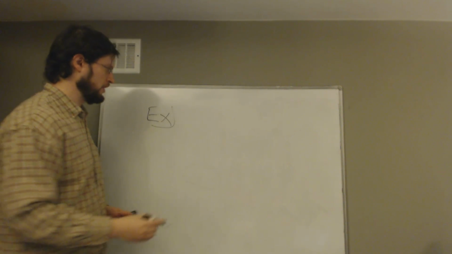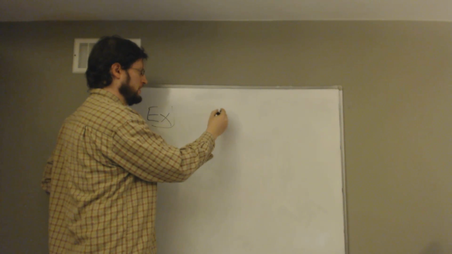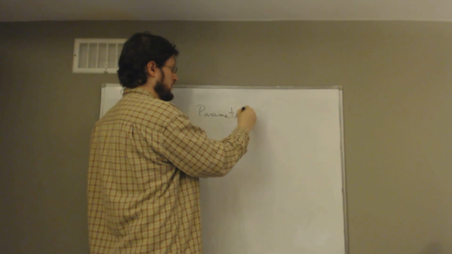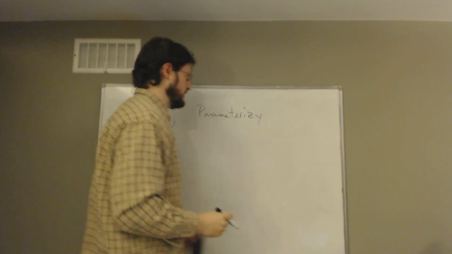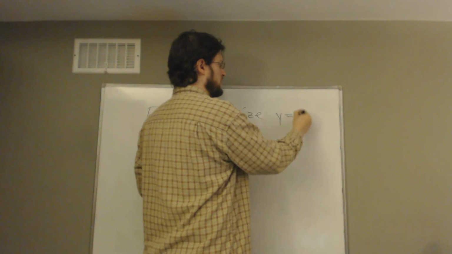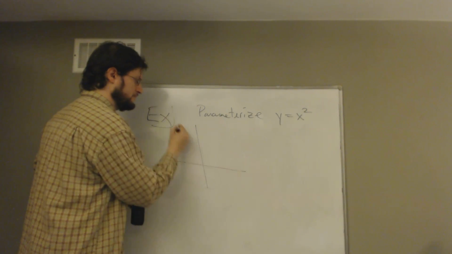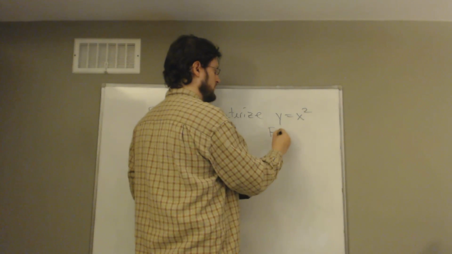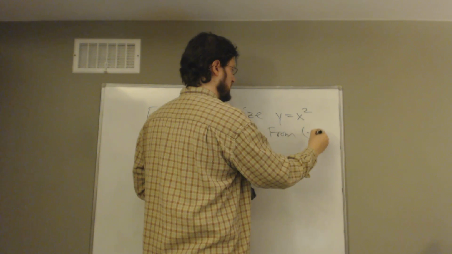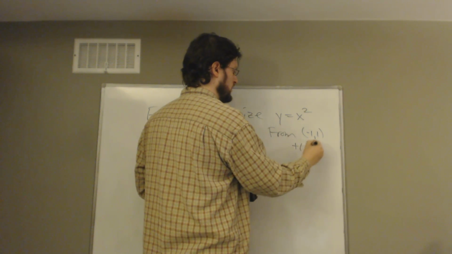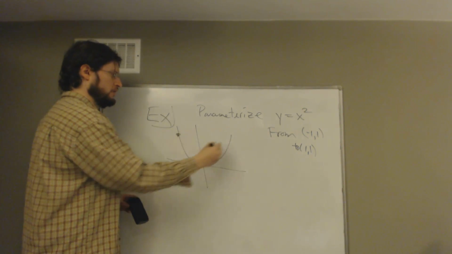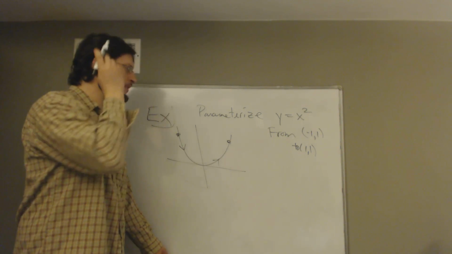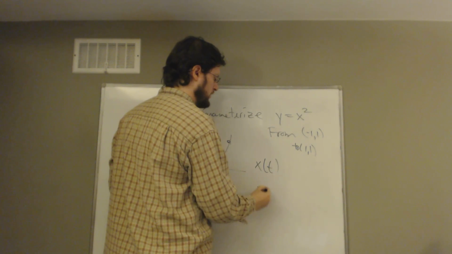Finally, let's look at one other type for right now. Let's parameterize the curve y equals x squared. So this is our parabola. Let's parameterize that, and let's say from the point -1, 1 to the point 1, 1. So I want to go from here to here, and I want to go in this direction. So that's my curve. So I need an x of t, and I need a y of t.